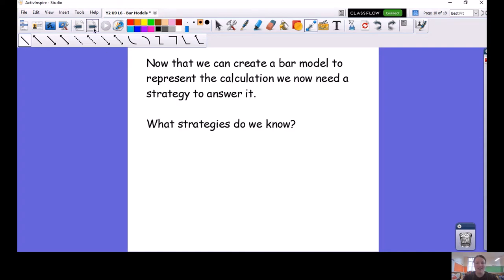So now that we can create a bar model to represent the calculation, we now need a strategy to answer it. So what strategies do we know? Well, we can always use mental strategies in our head. We can use our make 10 on a number line. We could use a bead string. We could physically use the tens and ones, or we could draw out our tens and ones. And that's the strategy we're going to be looking at today.